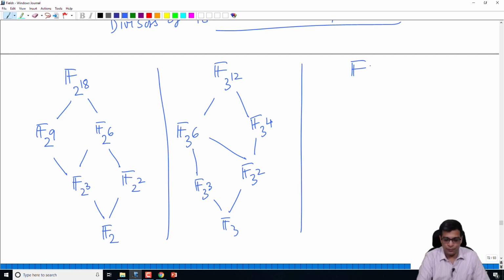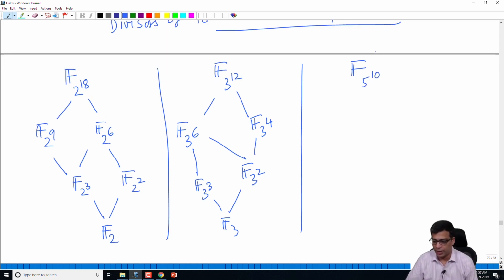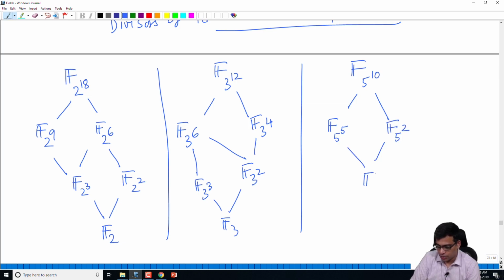And I'm just randomly choosing primes here. If 2 is replaced by any other prime, the lattice does not change because only the exponents are relevant here. The prime itself is not relevant. So for example, if you take F5 power 10, 10 has factors 1, 2, 5 and 10. So here I get F5 power 5, F5 power 2, and there is no other factor, so this is just F5.